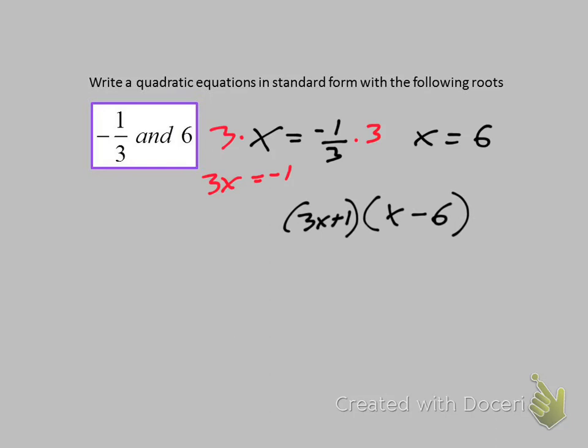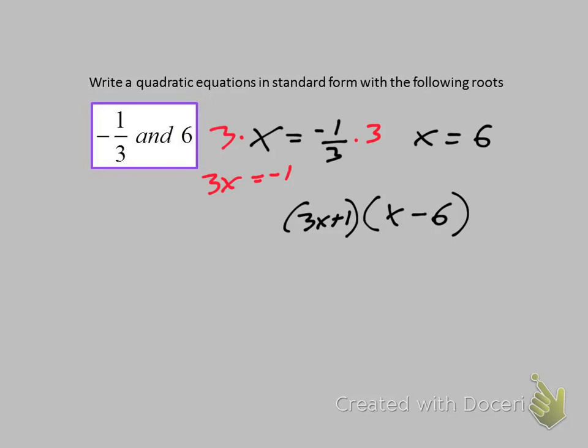Make sense? Just 3x plus 1. Think about it now. 3x plus 1, if it would equal 0, you subtract that 1 over, divide it by 3. That's how you got that negative 1/3. You're reverse engineering a problem from where it came from. Make sense?